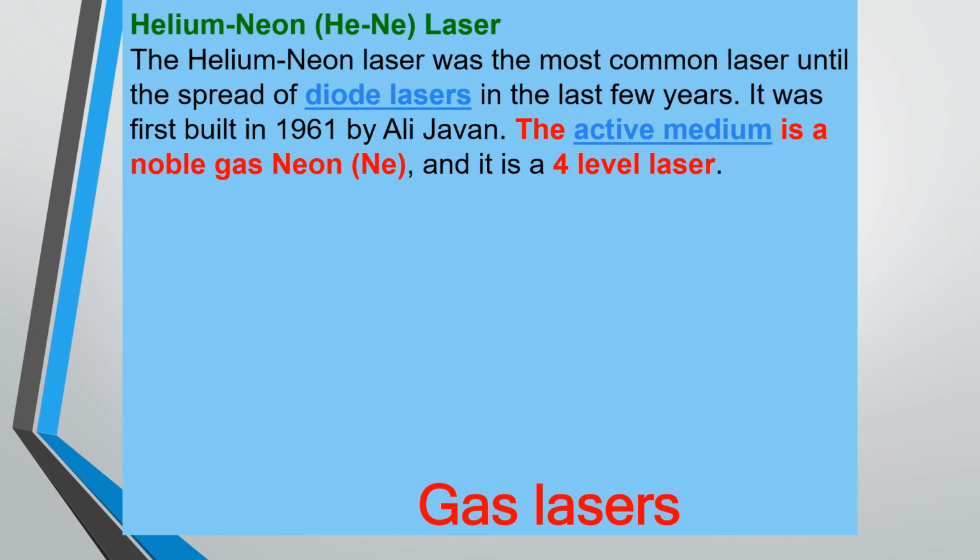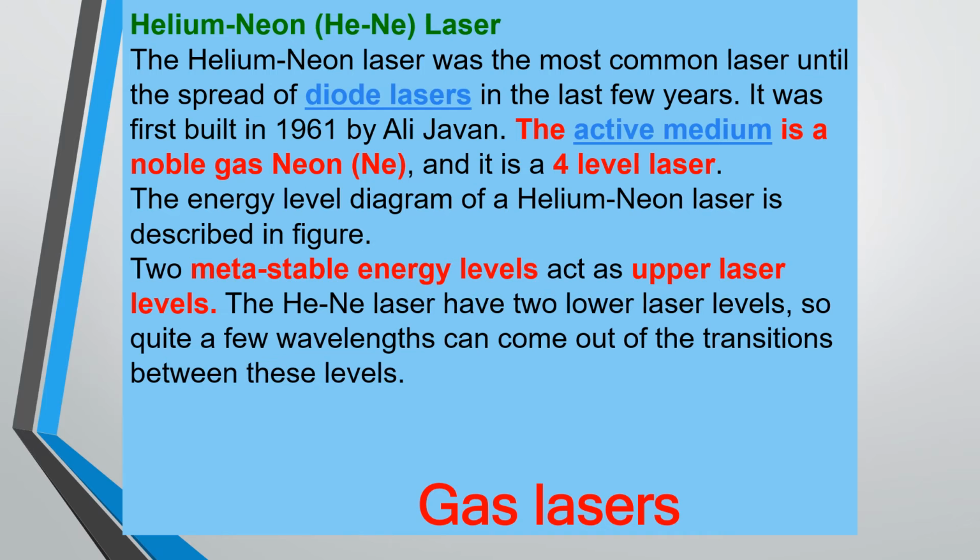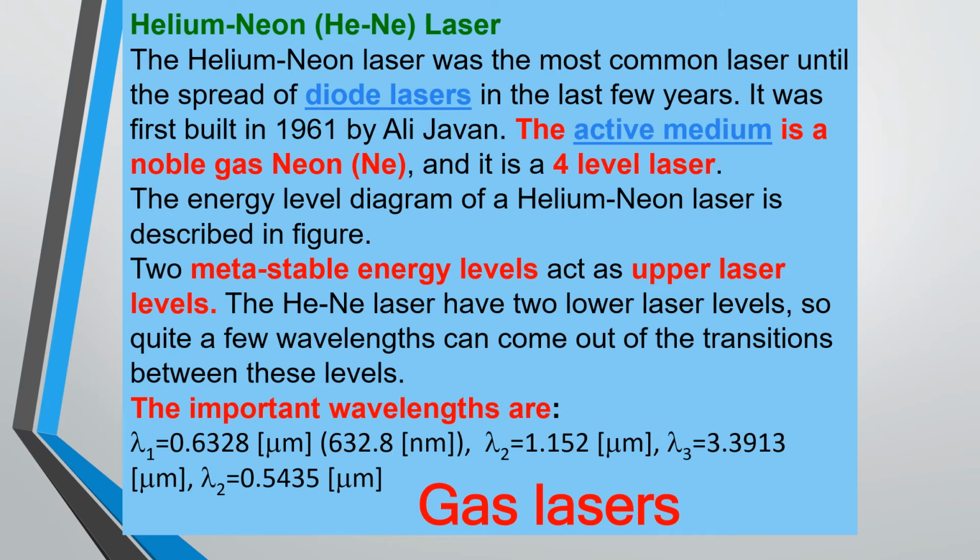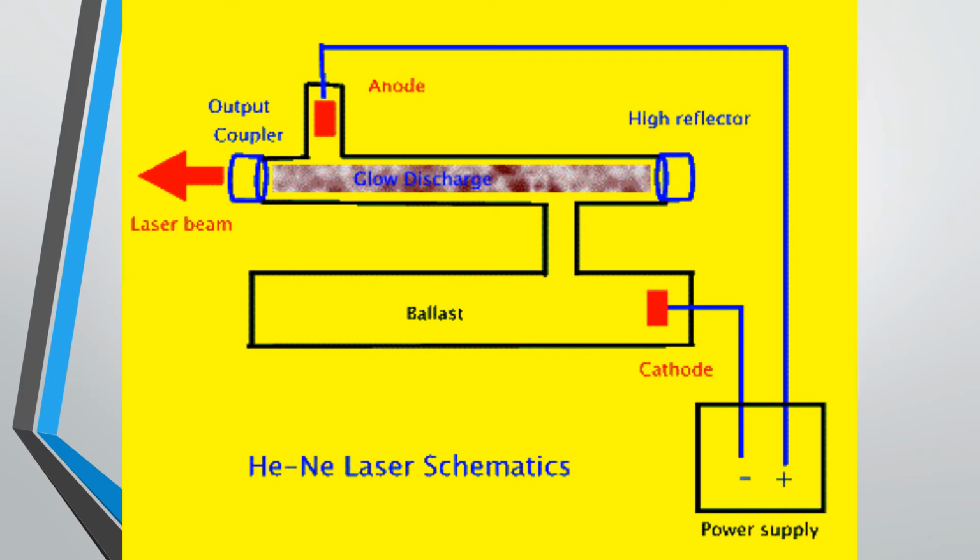So it is first discussed by Ali Javan, and it is a four-level system. We can understand its working, first of all, through its diagram. Again, a tube is taken whose length is an integral multiple of lambda by 2, or approximately 5 centimeter tube is taken here.